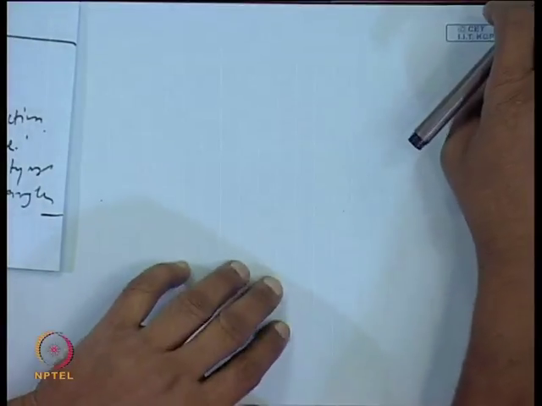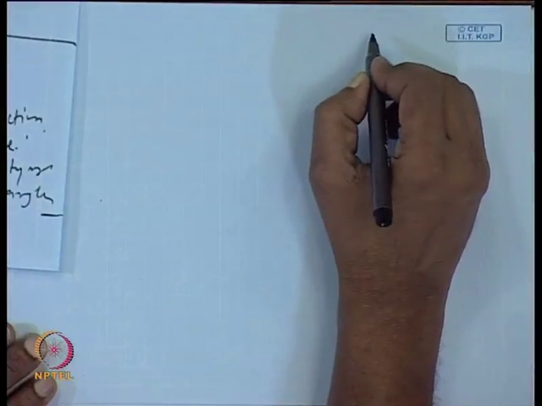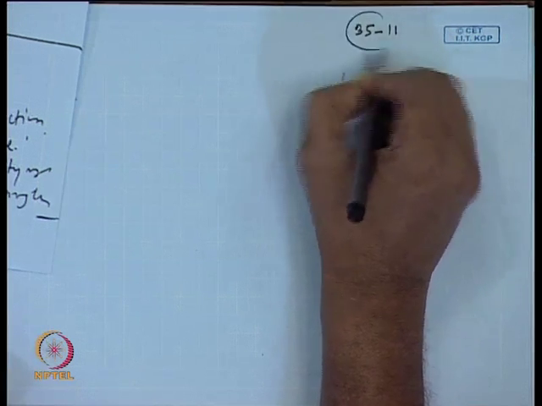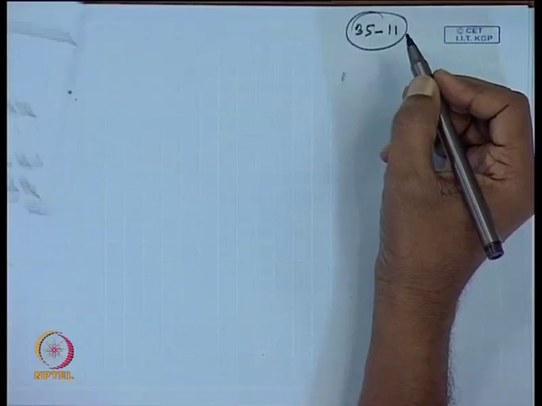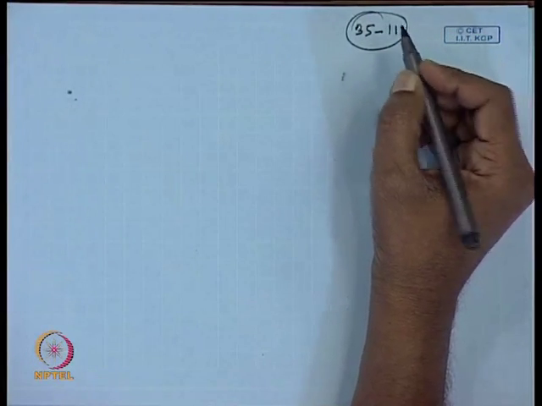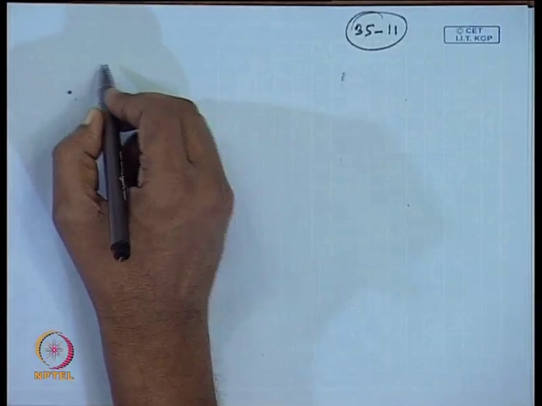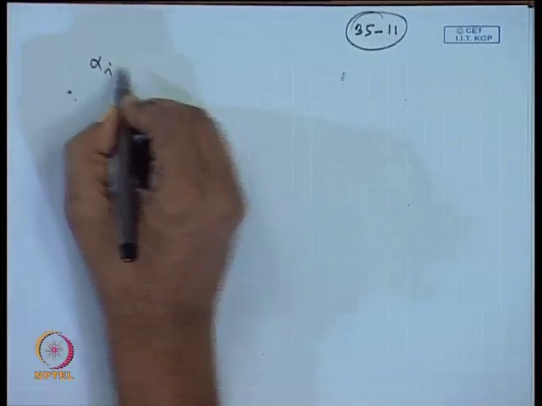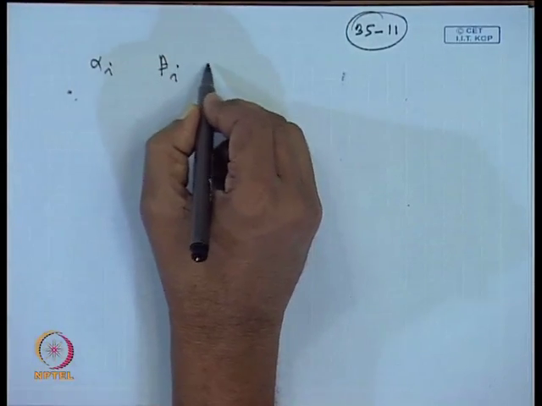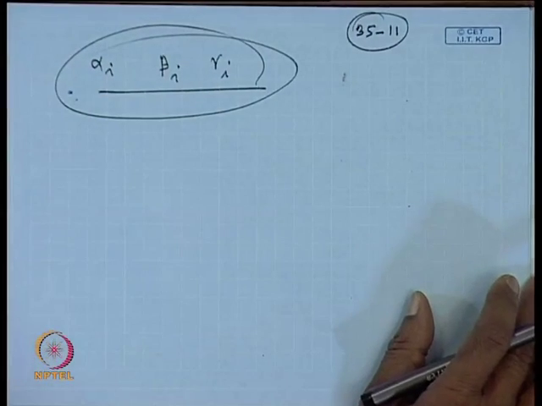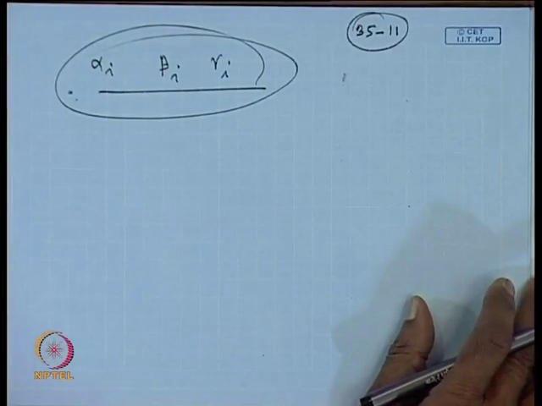Now let us see how to write this in the form of cos alpha I, cos beta I. We have to find out the angles alpha I, beta I and gamma I. To find out the angles, we go back to our original picture.